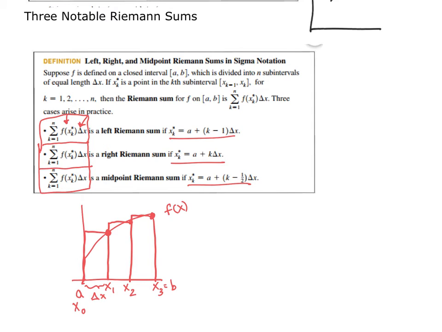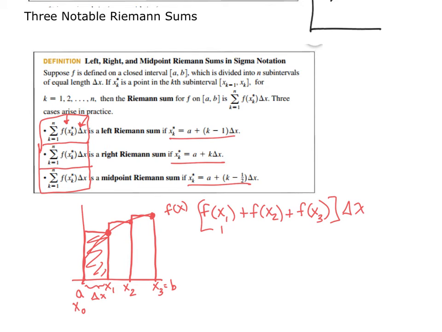So what we're going to do is look at this and say, well, my first rectangle, this rectangle right here, has a height of f of x sub 1. That's my first height right here. So f of x sub 1, and then the next one is f of x sub 2, and then I'm going to go up to f of x sub 3. And I'm going to take each one of those and multiply by delta x.